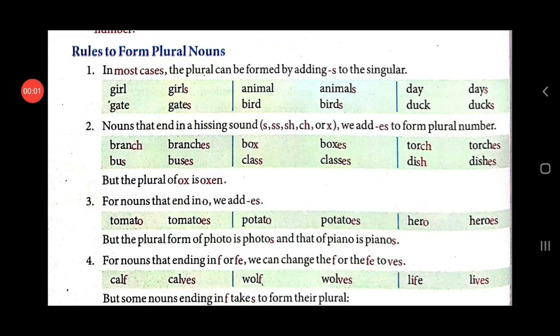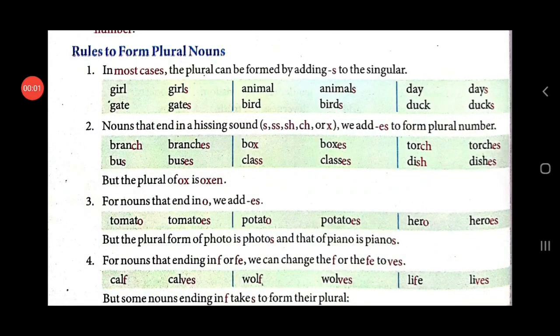Now below the green box of second point, one important point is given. See, ox is a word where you will find hissing sound is coming at the end. But the plural of that word, children, is oxen. We don't add es to it. Instead, we add en to it, which you have to keep in your mind. Okay, now moving towards the third point.